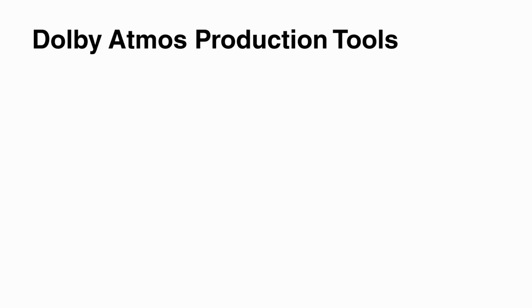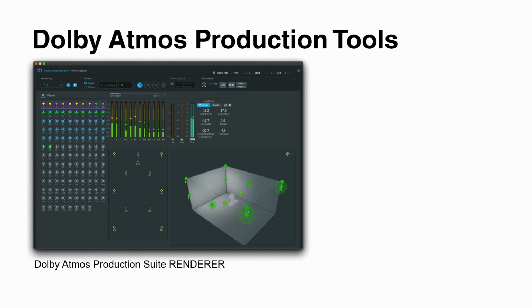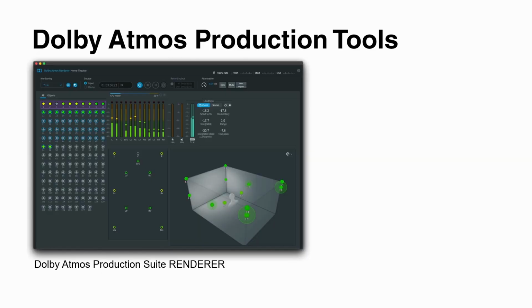What production tools are available for the different formats? That's a pretty simplified drawing now. For Dolby Atmos, whoever's interested in creating Dolby Atmos content in the home environment, I'm not talking about theatrical, the tools are more or less the same, but the renderer is slightly different. In this particular case, we are referencing the production suite, which is the renderer software. And then there is a big number of audio workstations capable of producing Dolby Atmos native metadata.